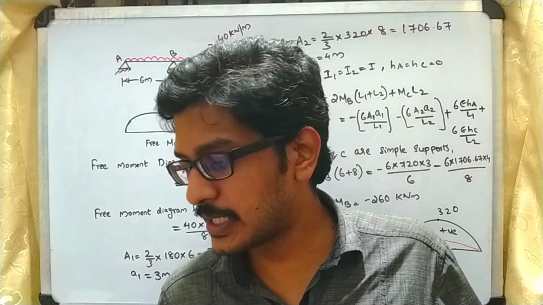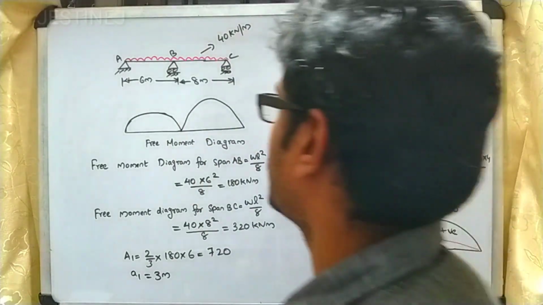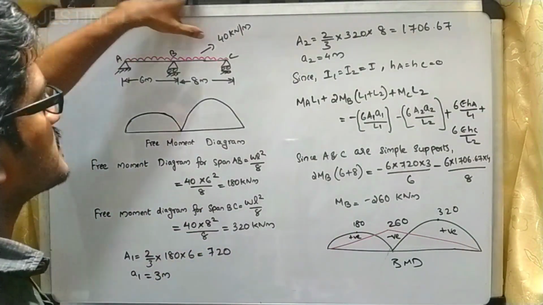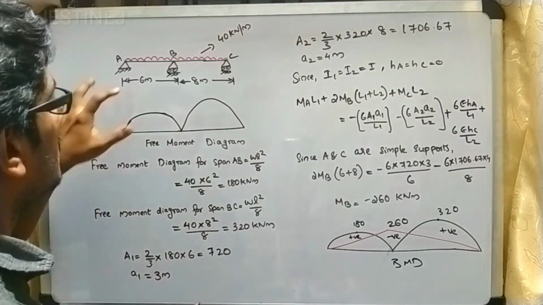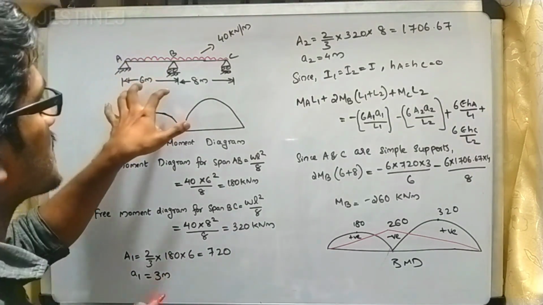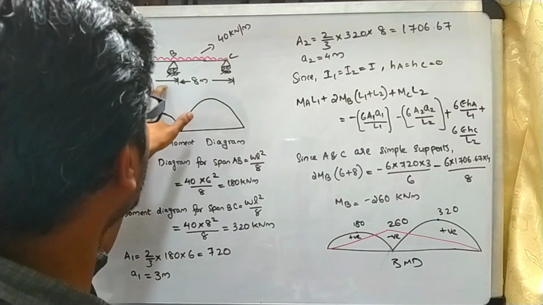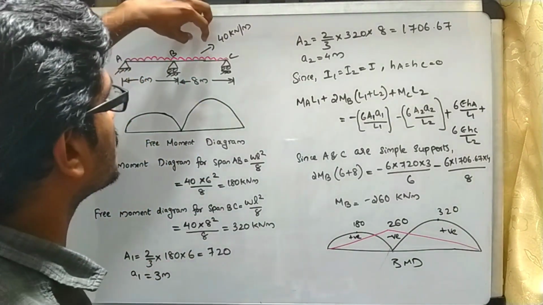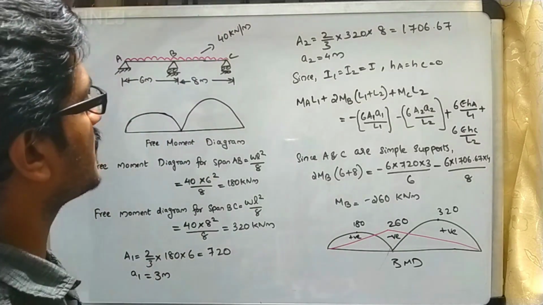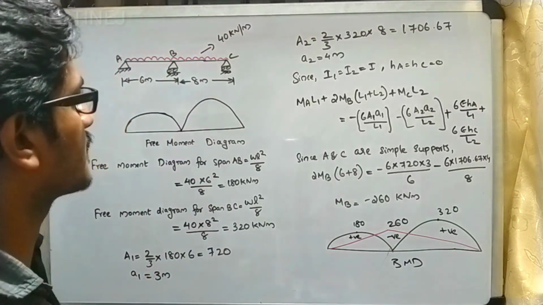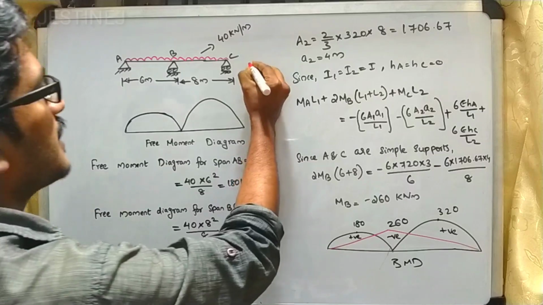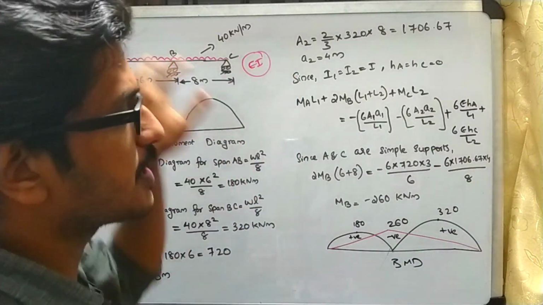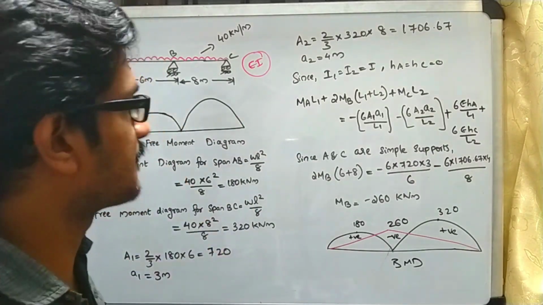In the question, a continuous beam with supports A, B, C is given. Simple supports are given here, the span length of AB is 6 meters and BC is 8 meters, and the UDL acting over the beam is 40 kilonewton per meter. EI is constant throughout, so for the AB portion and BC portion the EI value is the same.